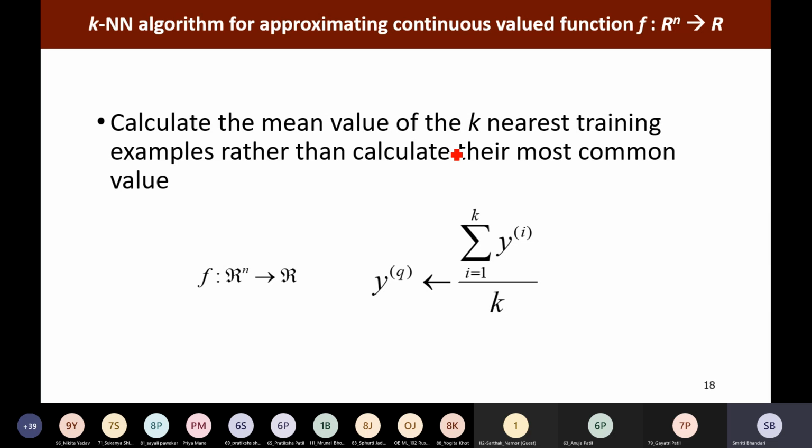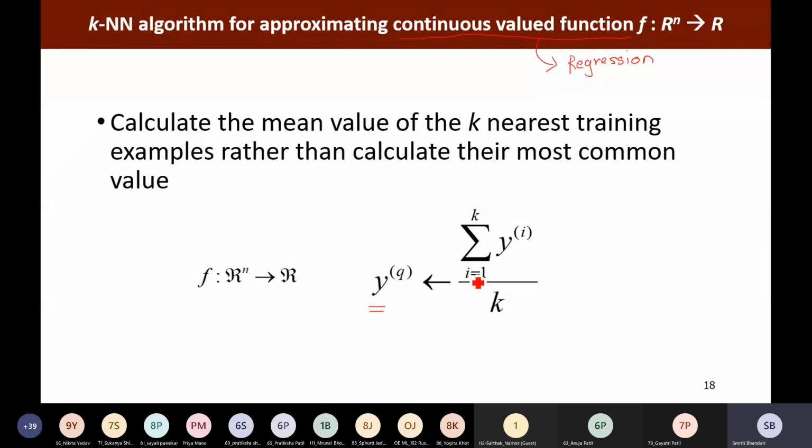The KNN algorithm for approximating continuous valued functions. Continuous valued function means it is a problem of regression. So if we are looking at the problem of regression, what we are going to do is calculate the mean value of the k nearest training examples, right? So YQ is assigned the value.